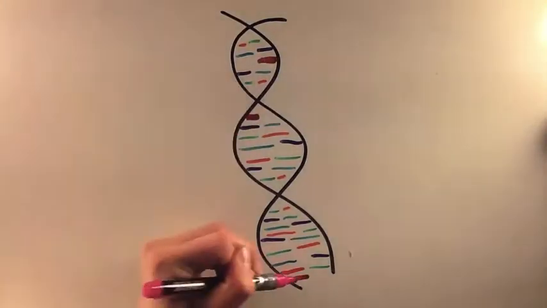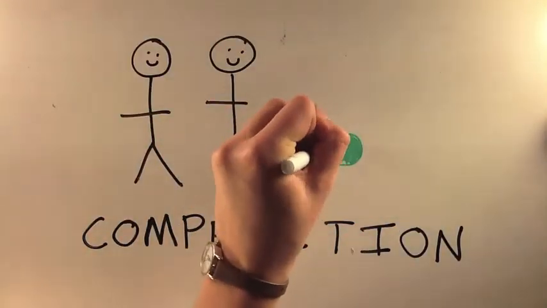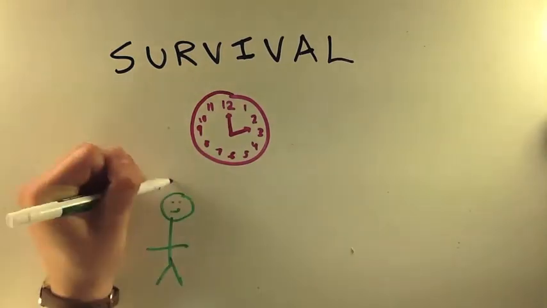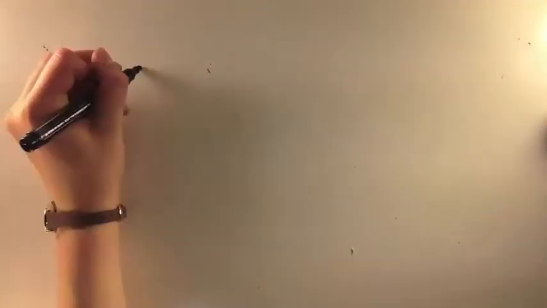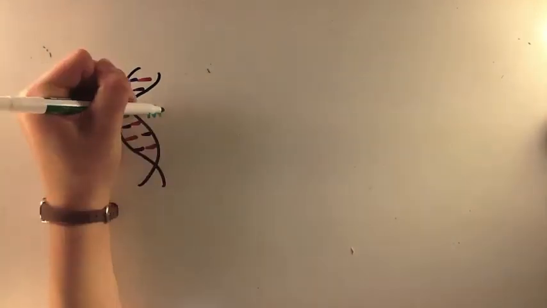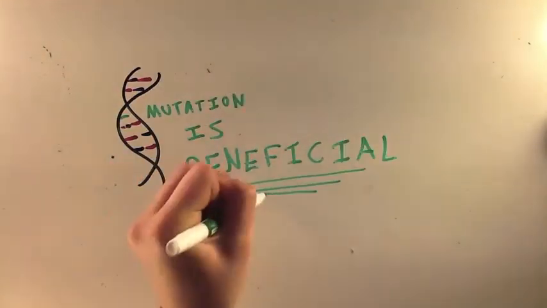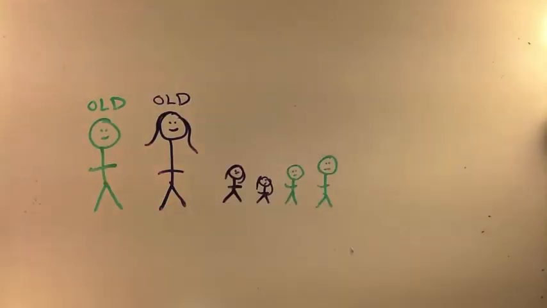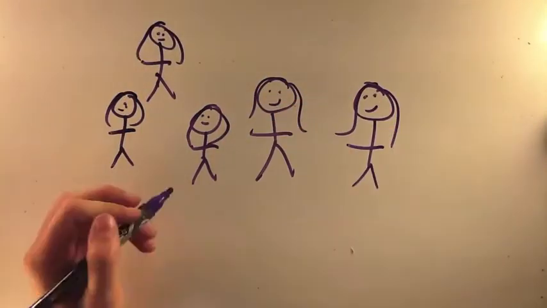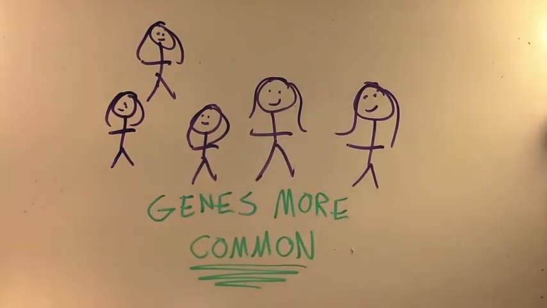Natural selection occurs because of genetic mutation, competition between individuals for resources, and differential rates of survival and reproduction of individuals of a population. If some individuals of a species have genetic mutations that make them better able to survive and reproduce in their environment, their genes will become more common in the population over time.